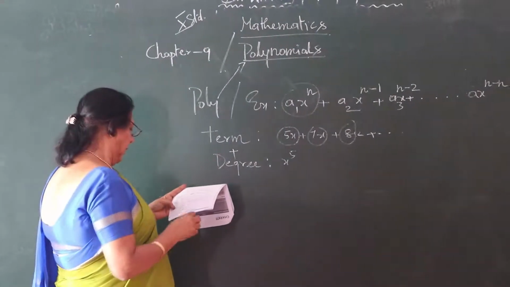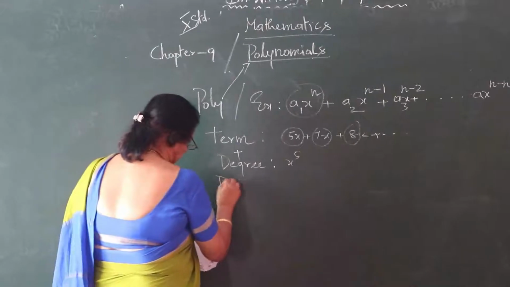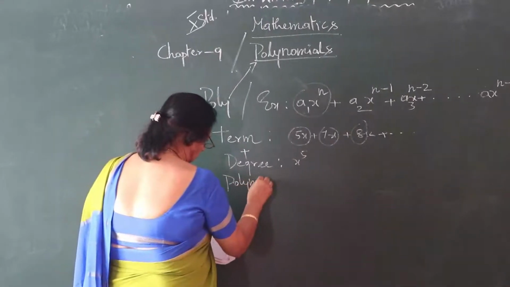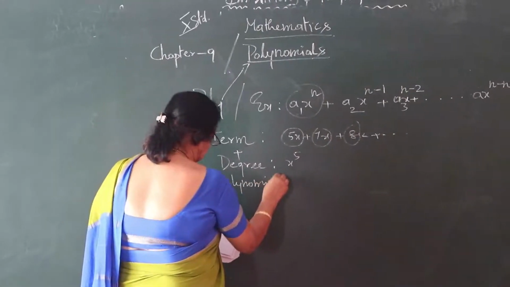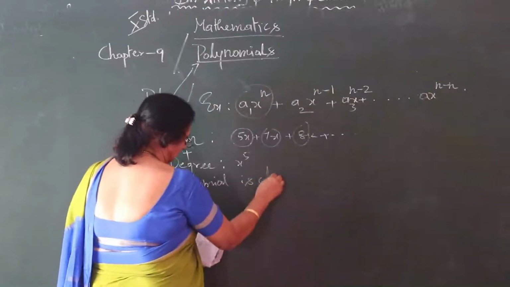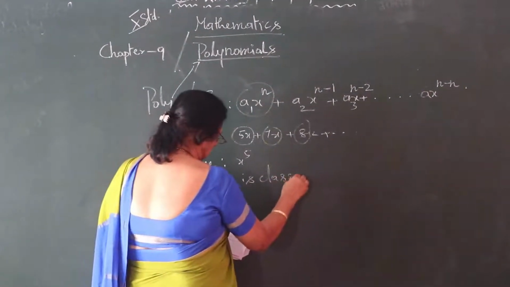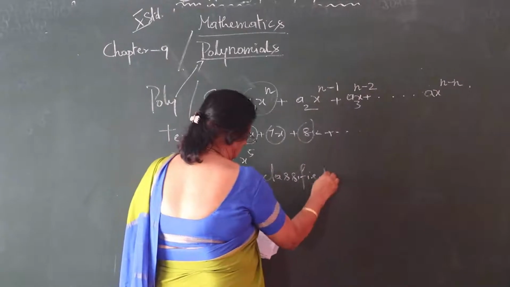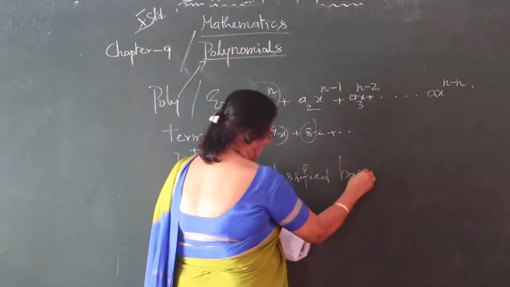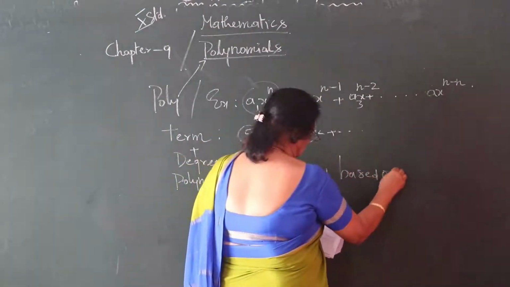Now the polynomial, children, is classified based on terms.